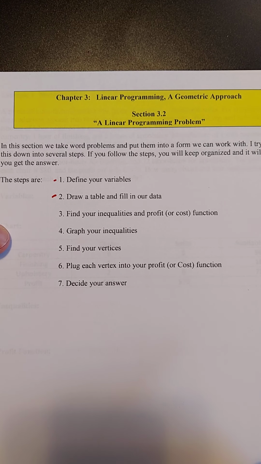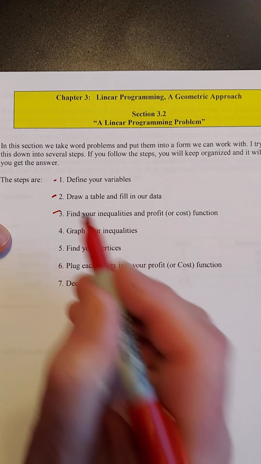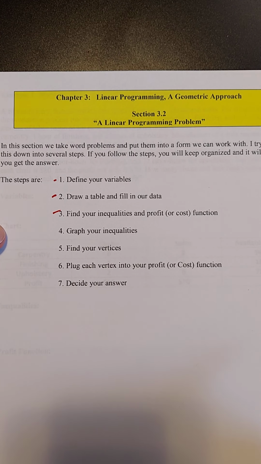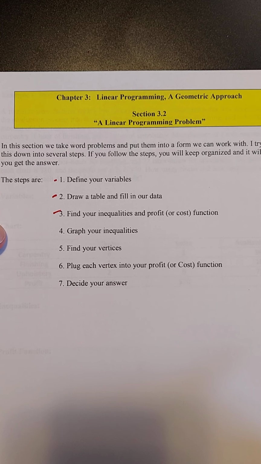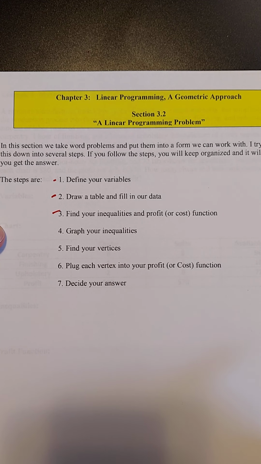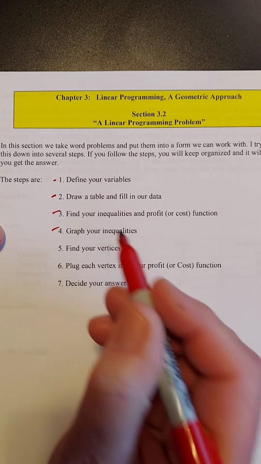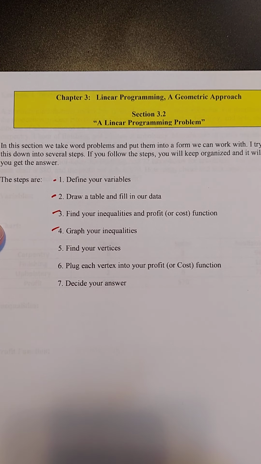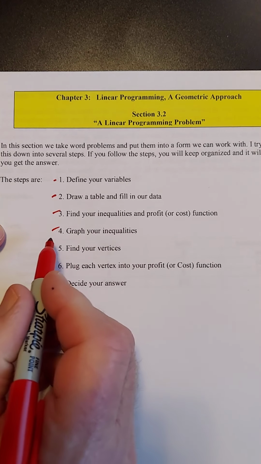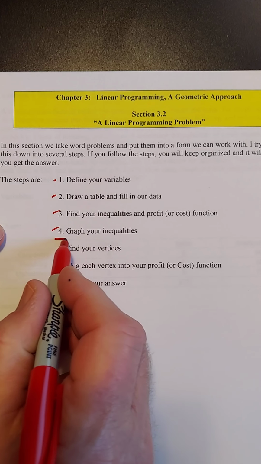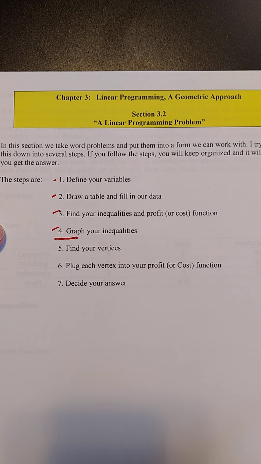That helps you organize the data. You're going to find the inequalities and what they call a profit function, and there's going to be some where it'll be a cost function. More on that later on. Today we're just talking about profit. And then you're going to graph the inequalities. Now, I'm going to show you one example, and that's really all we're going to do today.